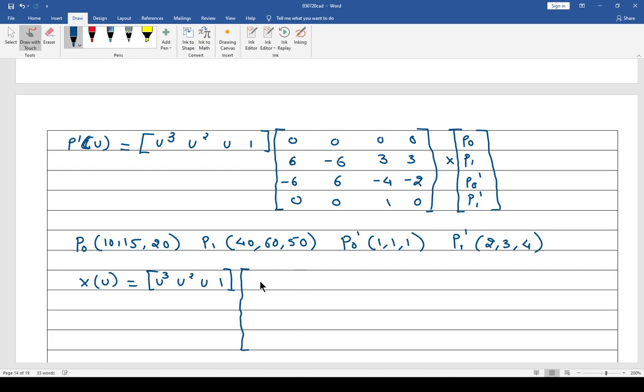Okay, so since I know, I'm just going to write down. Maybe you can scroll up and you can do the stuff. Okay, fine. So this is my blending matrix.